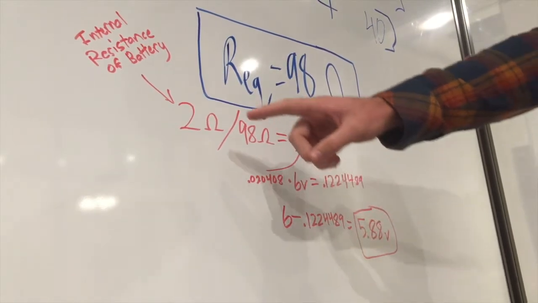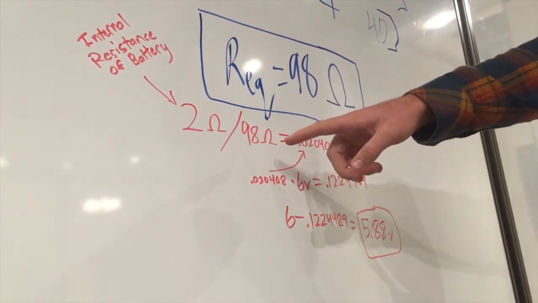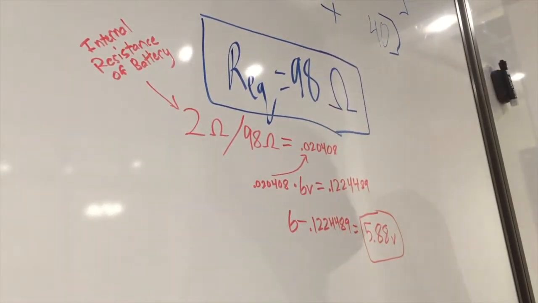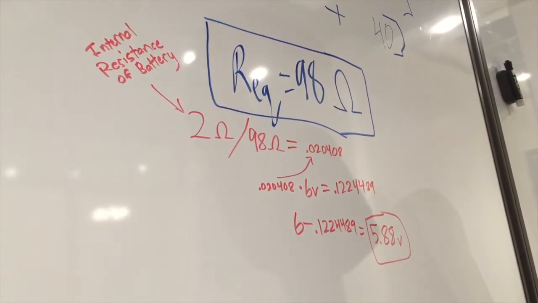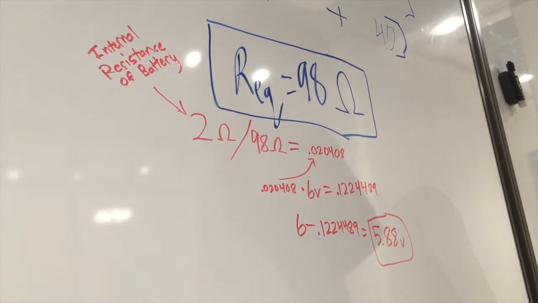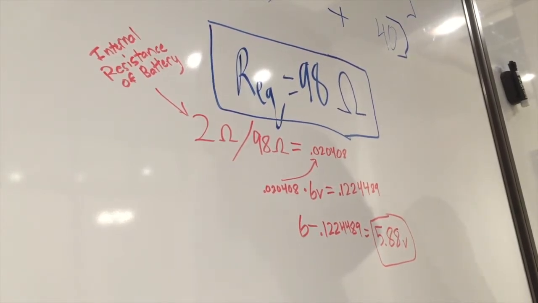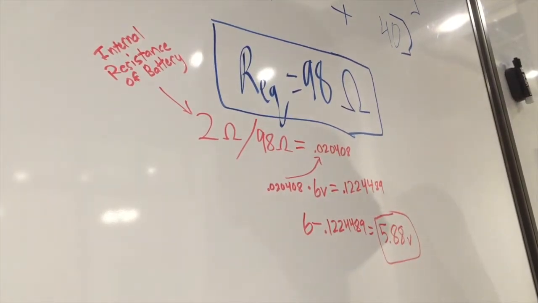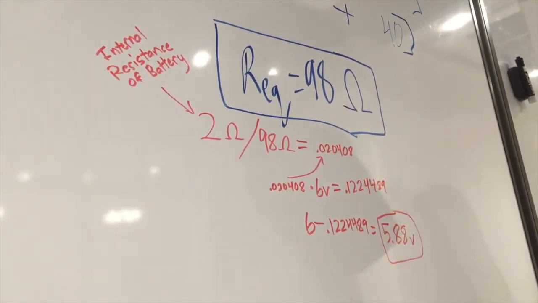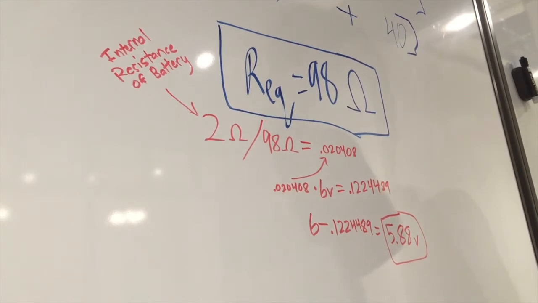So what we did is we took 2 ohms, divided it by the equivalent resistance, divided it by 98, and that gives us a ratio of the internal resistance of the battery to the resistance of the rest of the circuit. And then we took that ratio and multiplied it by 6 volts, and that gives us the voltage drop inside the battery.